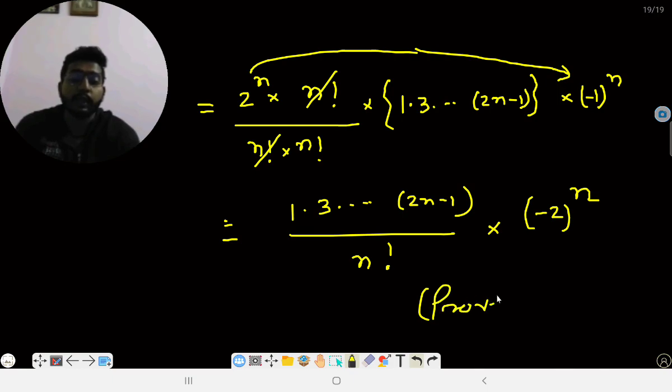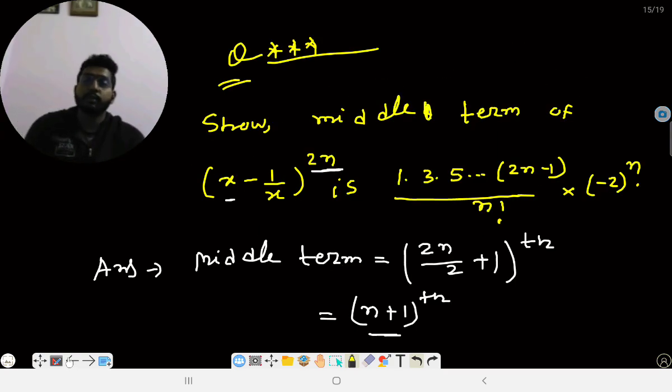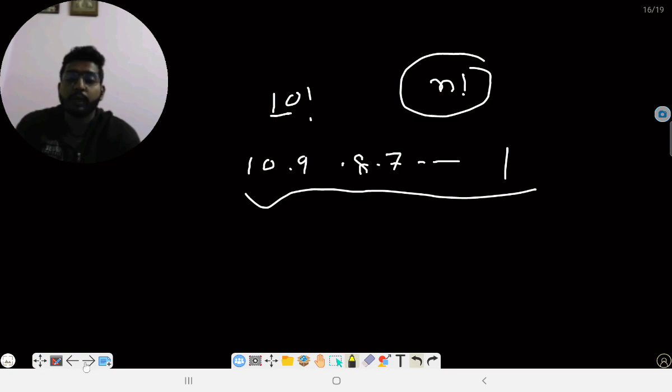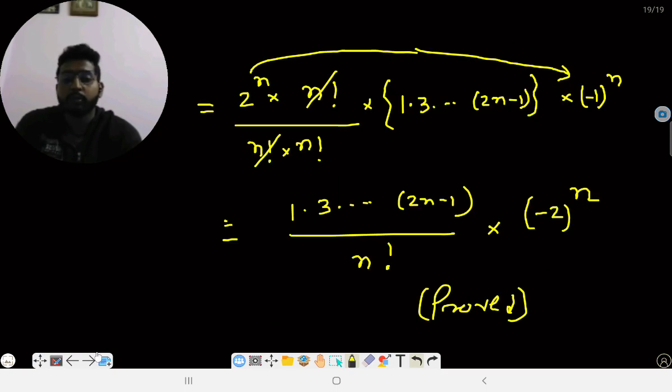This is a very important one, so do it properly. Again I am explaining this. First, it is given x minus 1 by x whole to the power 2n, and we have to show the middle term is this. For the middle term we first check whether the power is odd or even. You can see the power here is even. So for 2n, the middle term will be the 2n by 2 plus 1th term, that means the n plus 1th term. Now how to find the n plus 1th term? T n plus 1, same thing. Then use the property of factorials. We have to solve it like this. That will be the way to solve this.